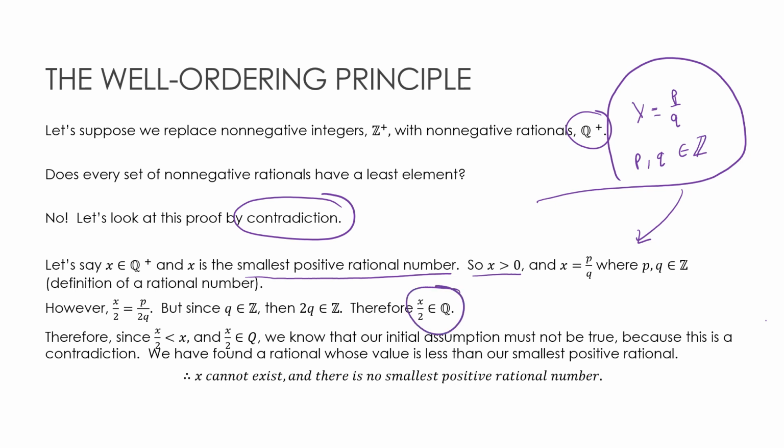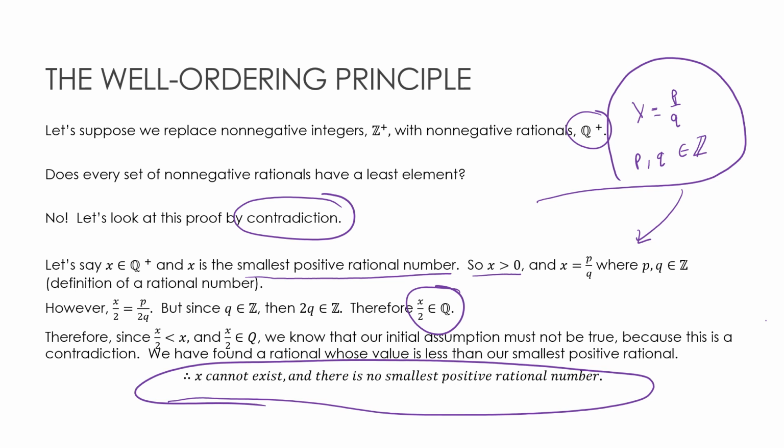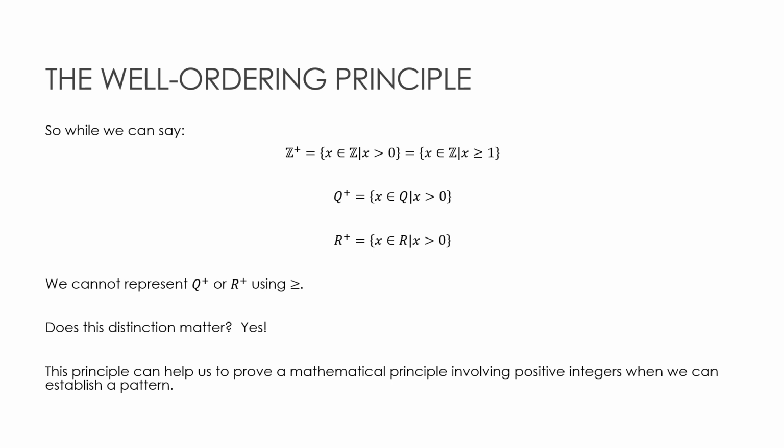Therefore, x divided by 2 is a rational number, but x divided by 2 is less than x, and therefore x was not my least value because I just divided it in half and found another least value. So you can see that by contradiction, it is not possible to have a smallest positive rational number. So why do I care?